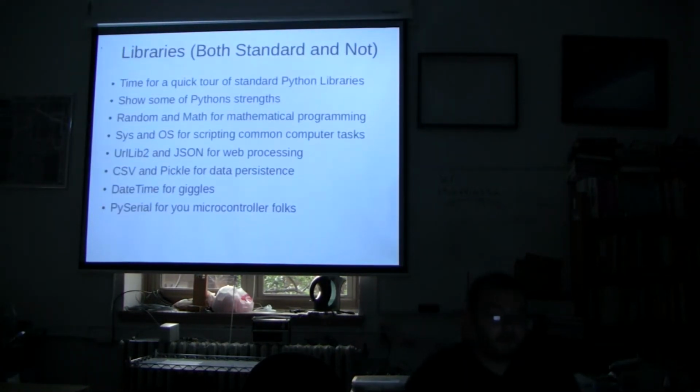Cool. So now I'm going to blitzkrieg all of you with a bunch of sample code for about 6 different libraries. We're going to do random and math to show some math things. We're going to do sys and os to show some scripting utilities of Python, how to work with your file system, how to work with files. urllib2 and JSON for web stuff. CSV and pickle, so you can check out different ways to store data to files, so you can read it in later on. We're going to do datetime just for the giggles, it comes in handy on occasion, and PySerial for microcontroller folks. I'm going to blow through some of these examples.